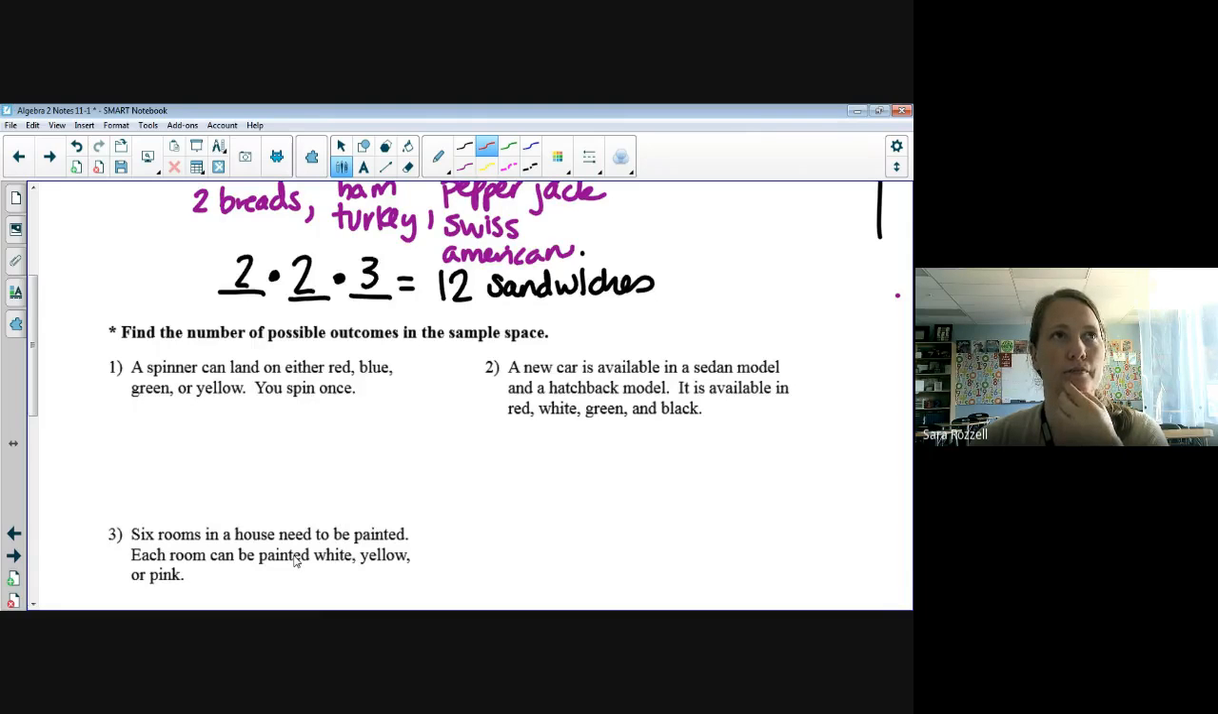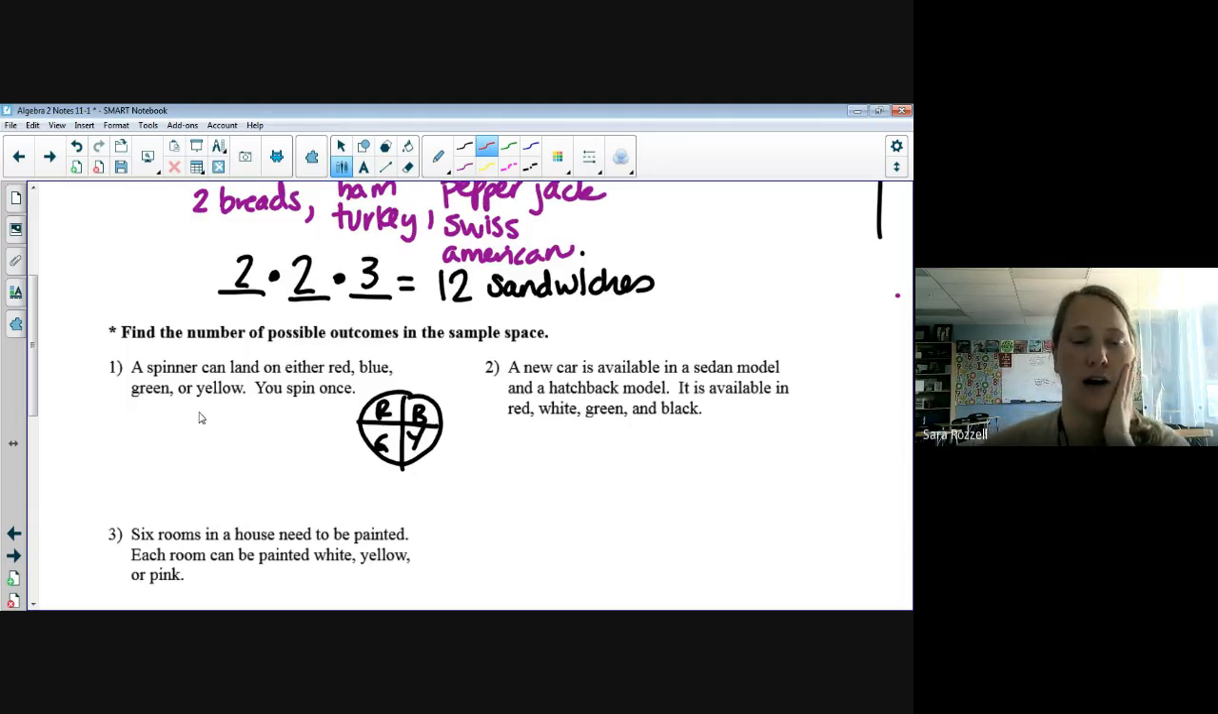Y'all can hold your fingers up. We can spin. We have a spinner. Remember the spinners that you have, and they're split up, and we've got red, blue, green, yellow. How many possibilities do we have? 4, right. So the number of outcomes in our sample space, there are 4. We're only spinning it 1 time, so we don't have to do any multiplying. We're just counting. Questions on number 1?